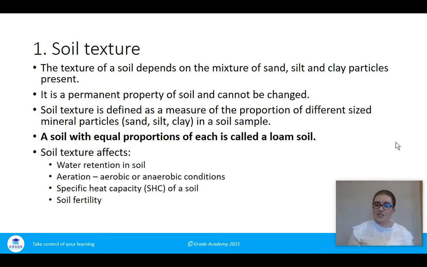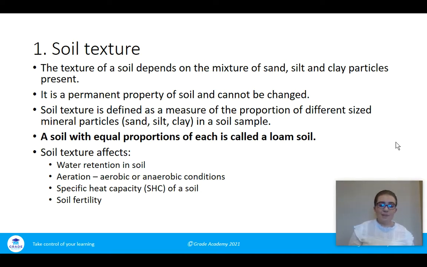Sand particles are quite large, so there will be larger pores, and therefore the water will move through. However, clay particles are quite small. They will stick together, and so it's harder for the water to move through. Aeration, again: the larger the particles and the larger the pore size in the soil, the more air that can move through. So if air can move through easily, we would say that there will be aerobic conditions. If air cannot move through, we would say there's a lack of oxygen, and we would call that anaerobic.